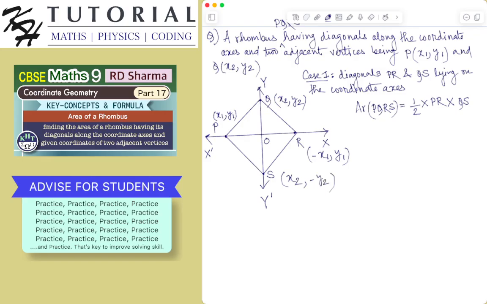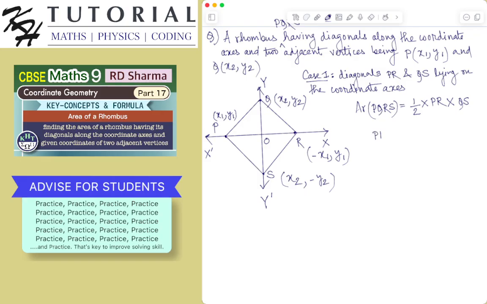So we have found the coordinates, even though it was not necessary to find the coordinates of the vertices R and S. But still, just for the sake of discussion, I have found them. I am discussing how we find the coordinates of all the vertices. Now, what is PQ?